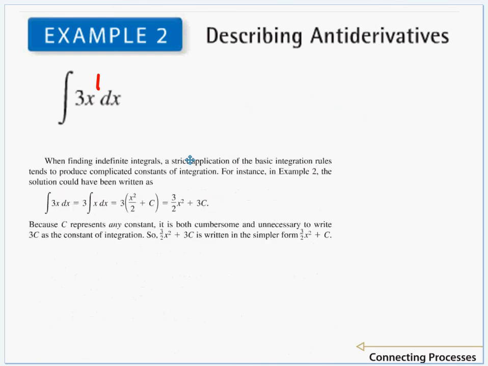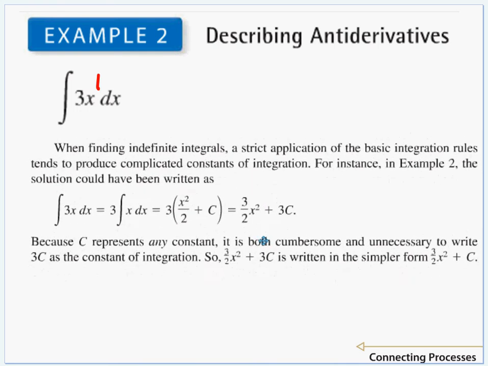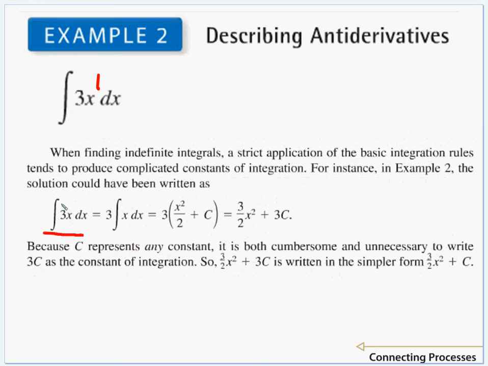Now what's this? When finding indefinite integrals, a strict application of the basic rules tends to produce complicated constants of integration. Here is a different way we could have looked at this one. If we wanted to do step by step, the first thing we could do is take the 3 out in front of the integral sign. And then we antiderive and get x squared over 2 plus c. And then we distribute the 3 and you get 3 times c. But remember, c is an unknown and arbitrary constant. 3 times some unknown constant is just another constant. So we could just leave that 3c as c, because again, we don't know what c is.